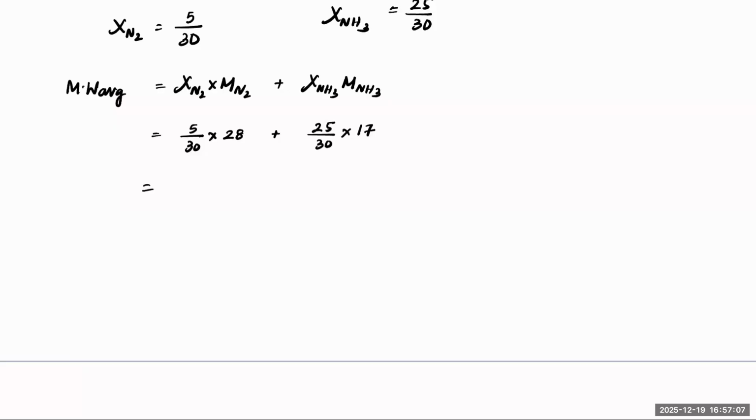Right. So if I take 5 common here, so 5 by 30 can come out to be common here. So we will get this as 28 plus 17 fives, isn't it? So how much we have? 85. So plus 85, isn't it? So how much we are getting? 113 into 5 divided by 30. Is that okay?